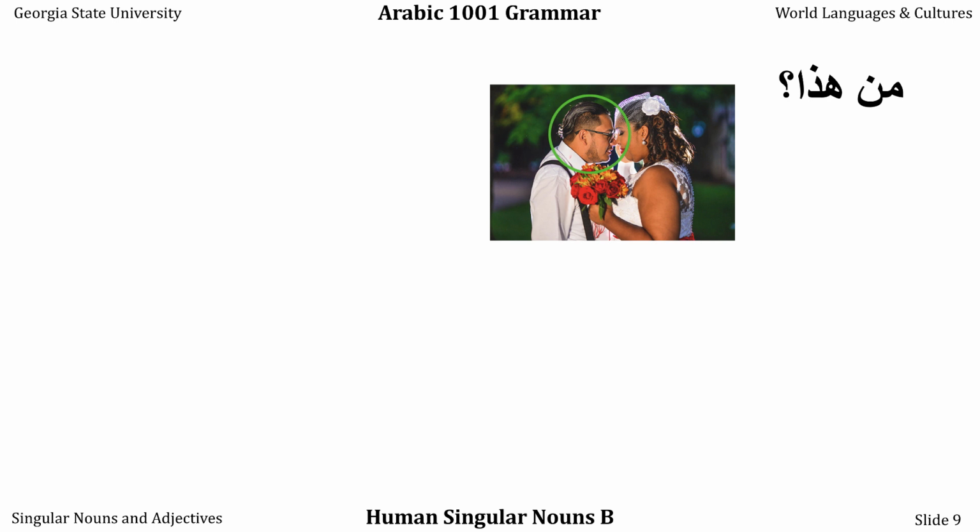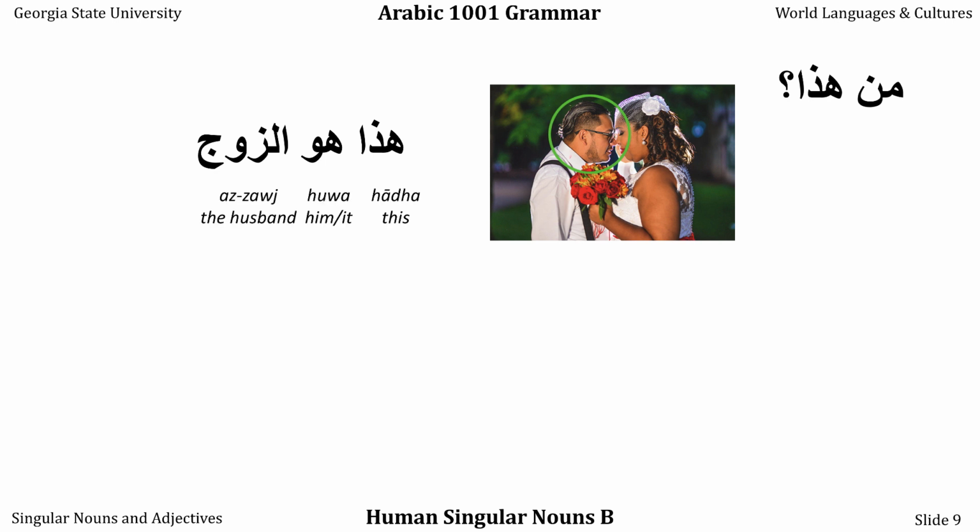So we can ask man hadha, and now we're going to change up our answer a little bit. Hadha huwa az-zawj. So you already know hadha for this. You've learned the word az-zawj for husband, but now we're going to introduce a new word, huwa. Huwa is a pronoun, and it means he or him, or sometimes it as well, in this case, him. So what we're saying is hadha huwa az-zawj. This is the husband. To say this is the husband, we're going to add in this pronoun, huwa, and it's going to agree in gender with both hadha and az-zawj. All three of them are masculine singular. Arabic is very persnickety about this sort of thing, so you need to get used to it.